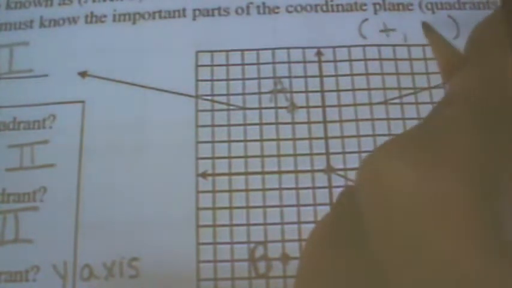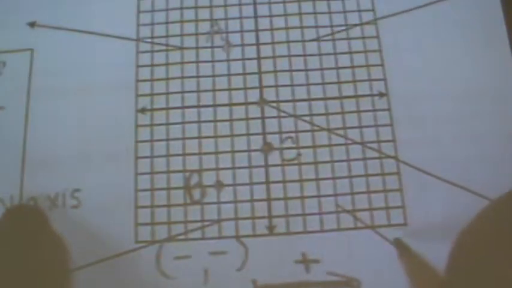So let's go through the quadrants. In quadrant 1, can you tell me all of the x and y values? Are they positive or negative? All positive. They're both positive. In quadrant 2, is x positive or negative? Negative, positive. In quadrant 3, negative, negative. And in quadrant 4, positive, negative. Whoops, I wrote -1. Positive, negative.